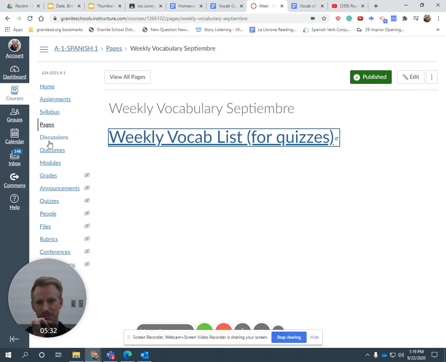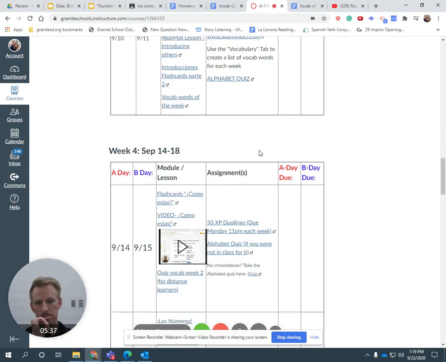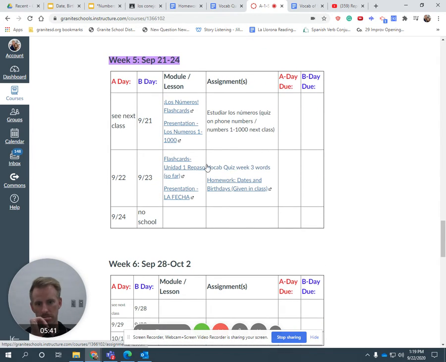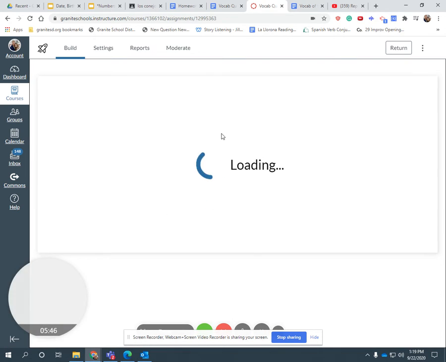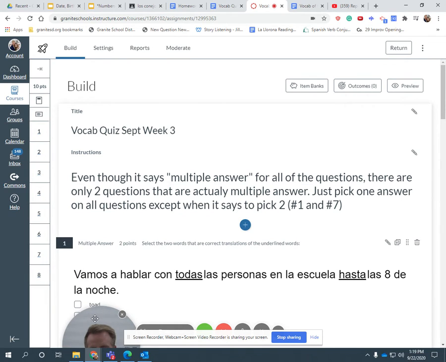So in Canvas, home, vamos a la fecha de hoy. Aquí está, vocab quiz week 3 words. So today's date, vocab quiz week 3. Les lleva a esta página. So even though I don't want to give away answers, no. Okay. Even though it says multiple answer, so right here you'll see it says multiple answer. There are only two of them you actually pick two. So it's based on these underlines. I give you a sentence.